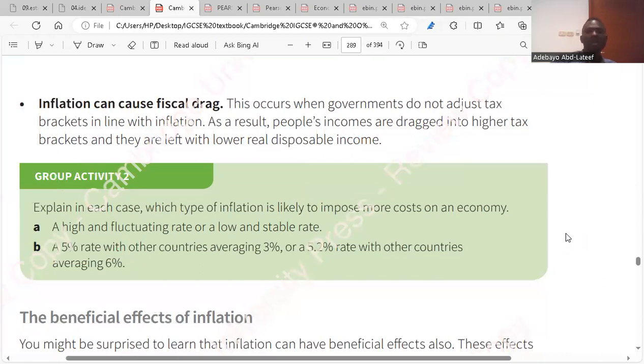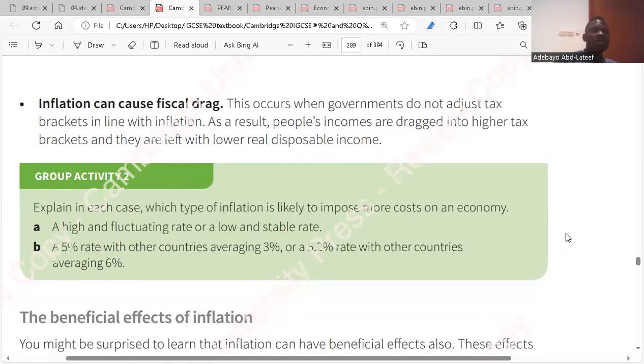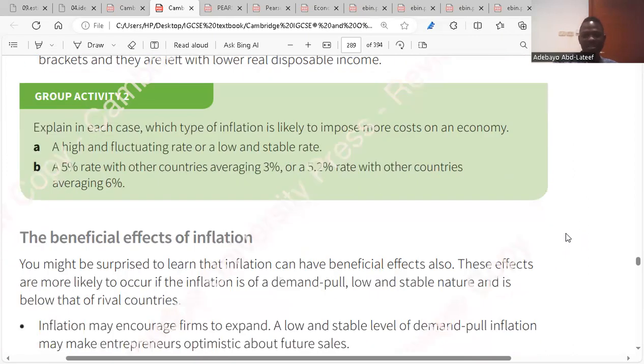Inflation can cause fiscal drag. This occurs when government does not adjust tax brackets in line with inflation. As a result, people's incomes are dragged into higher tax brackets and they are left with lower disposable income. Yes, it will lead to fiscal drag because the inflation rate is increasing and government is not cutting tax. If government does not cut tax and inflation is increasing, it becomes fiscal drag. So disposable income would fall drastically. Yes, that's the point. I think it's clear.